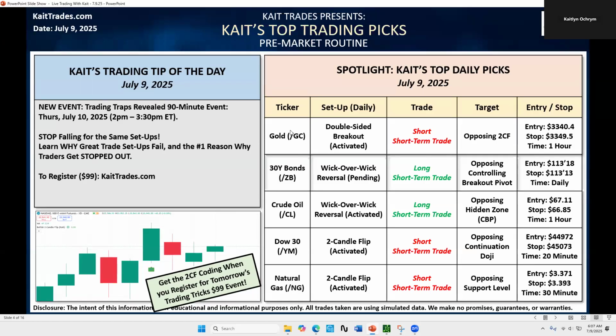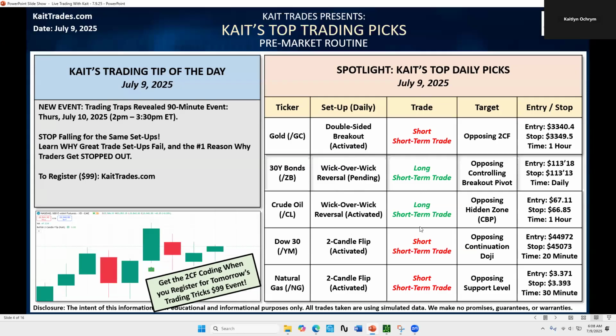So the ticker, you can see for today's session, we're going to be looking at gold, bonds, oil, the Dow 30, and natural gas. I give you guys the daily setup so you know what exactly we're looking for. Many of you guys have been in the previous classes, so you should be pretty familiar. It tells you what sort of trade we're taking on the daily time frame. So whether we're looking at a two candle flip, wick over wick reversal, double-sided breakout, that gives you an idea of what the daily chart is telling us as far as who's in control. Is it the buyers? Is it the sellers? And we base it off of that daily setup.